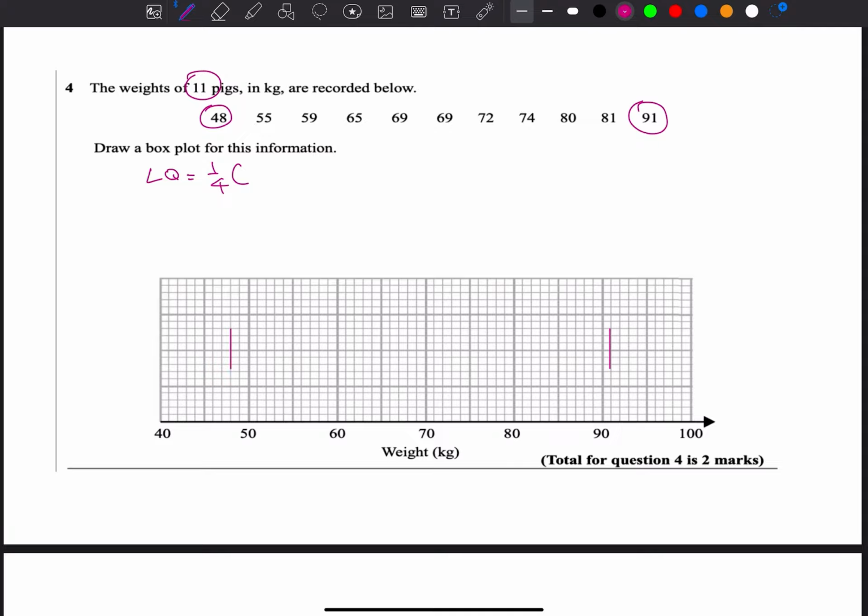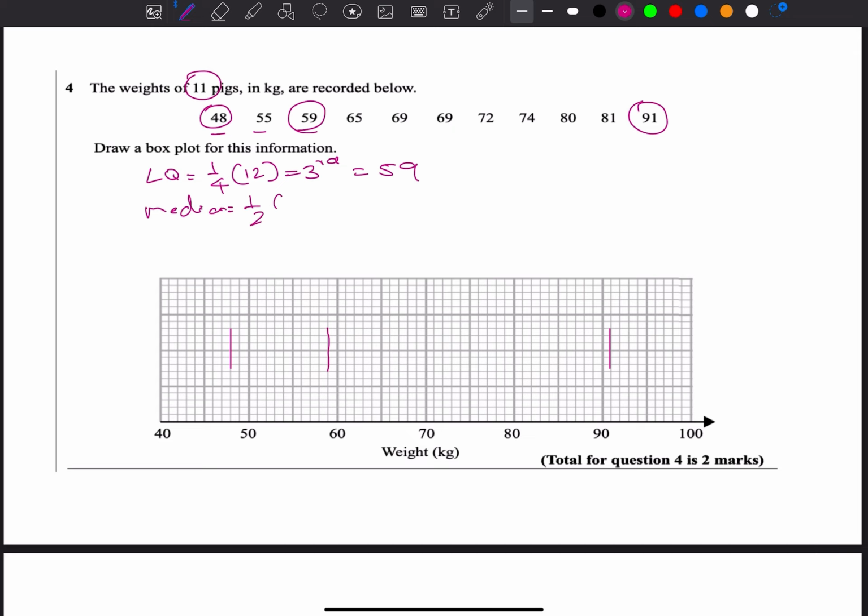It's an odd number, so you add 1 to it. So it's a quarter of n. It's not 11, it's 11 add 1, which is 12, and a quarter of 12 will give you the third value. 1, 2, 3. 59. 59 is here.